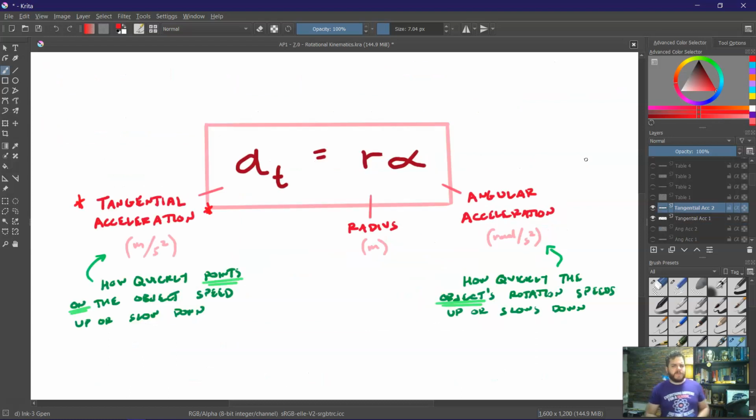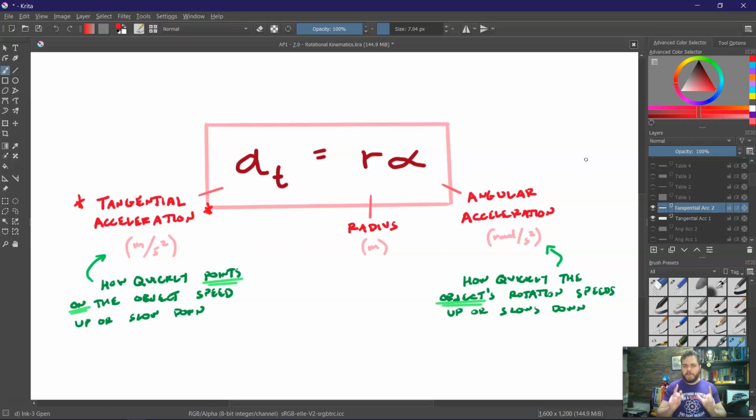And it's probably not that surprising that once again we can move between the angular and the linear regimes by just multiplying by r. If we start with our angular acceleration, or alpha, remember that's how quickly the object's rotation rate is speeding up or slowing down, and we multiply it by r, the distance to some point on the object, which could be the entire radius in meters, then we get what is known as the tangential acceleration in meters per second squared. And that's how quickly a specific point on the object is speeding up or slowing down.